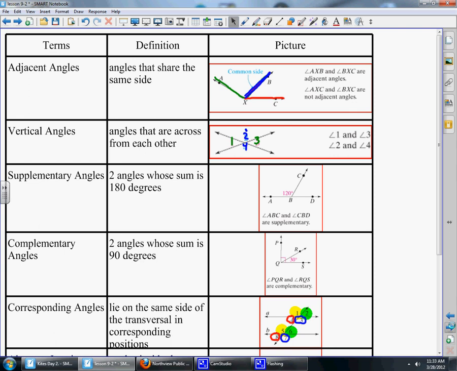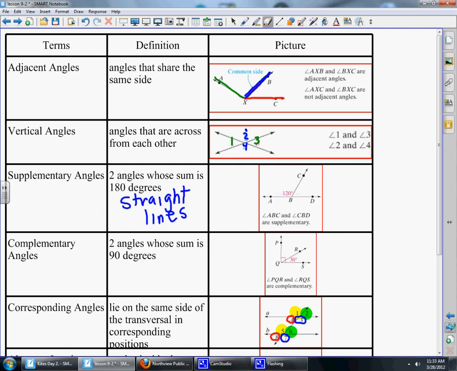Supplementary angles are two angles whose sum is 180 degrees, which means that these angles are going to make a straight line. They don't always have to be adjacent angles. They can be two angles whose sum is 180 degrees. In this case here, angle ABC and angle CBD are supplementary. That means that they make a straight line or 180 degrees.